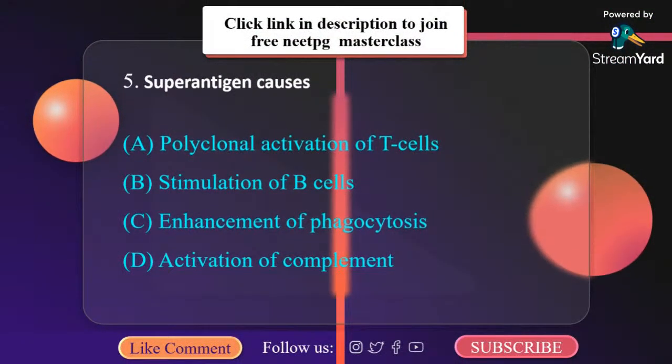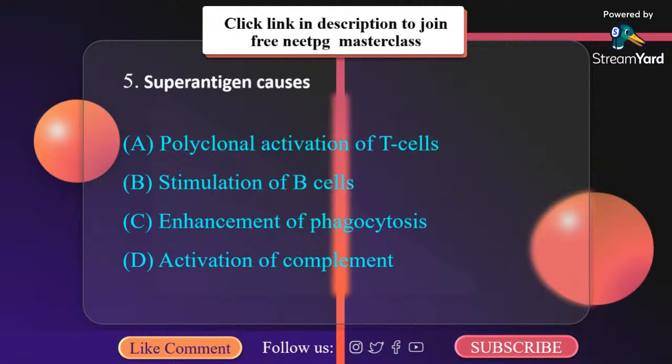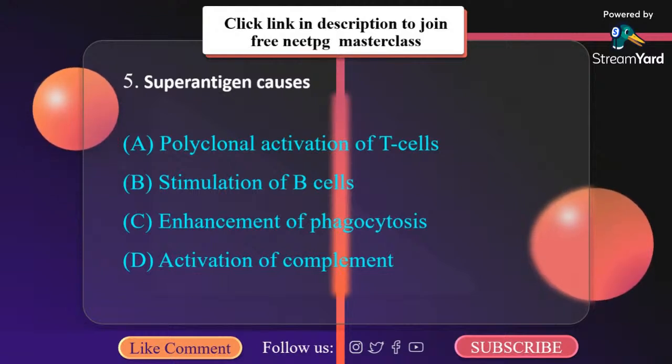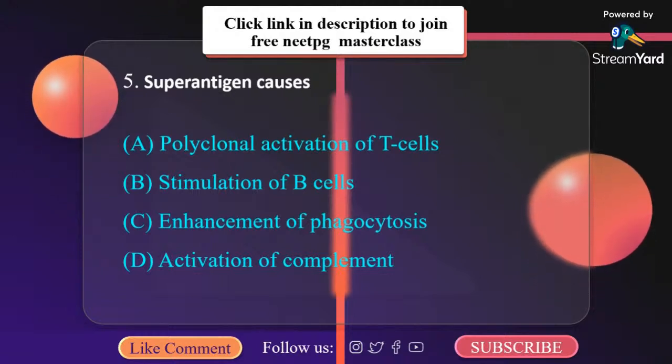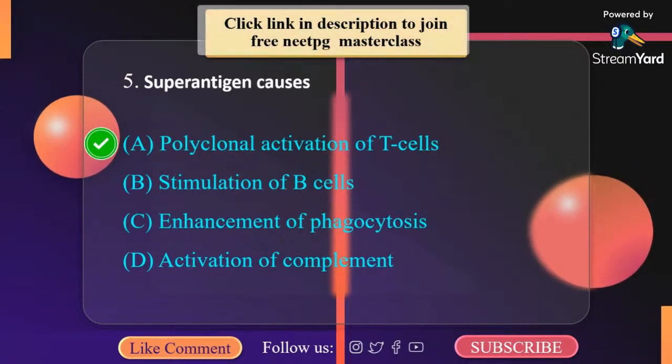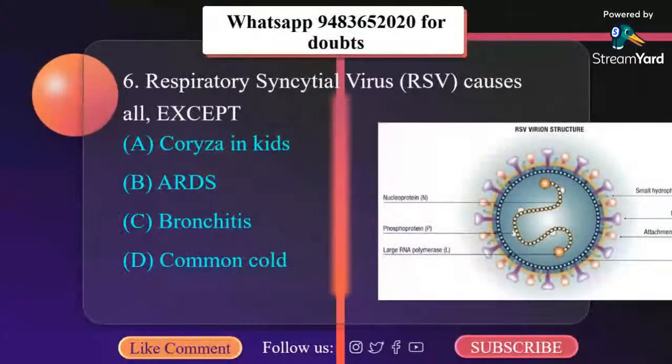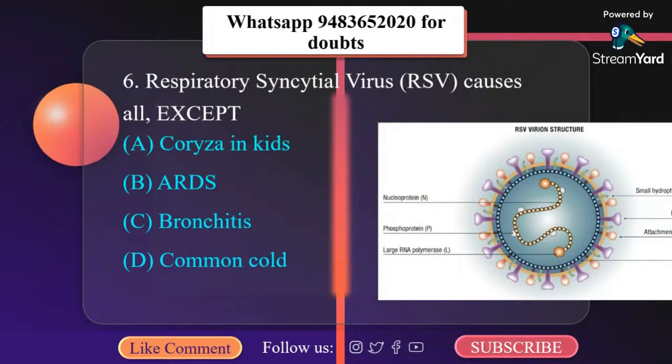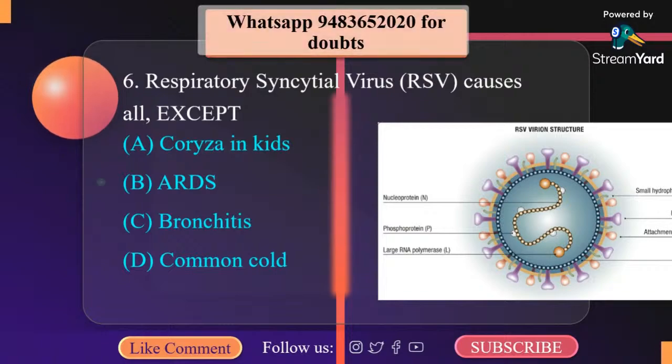Superantigen causes: A. Polyclonal activation of T cells, B. Stimulation of B cells, C. Enhancement of phagocytosis, D. Activation of complement. It is polyclonal activation of T cells. Respiratory syncytial virus causes all except: A. Coryza in kids, B. ARDS, C. Bronchitis, D. Common cold. Except ARDS.